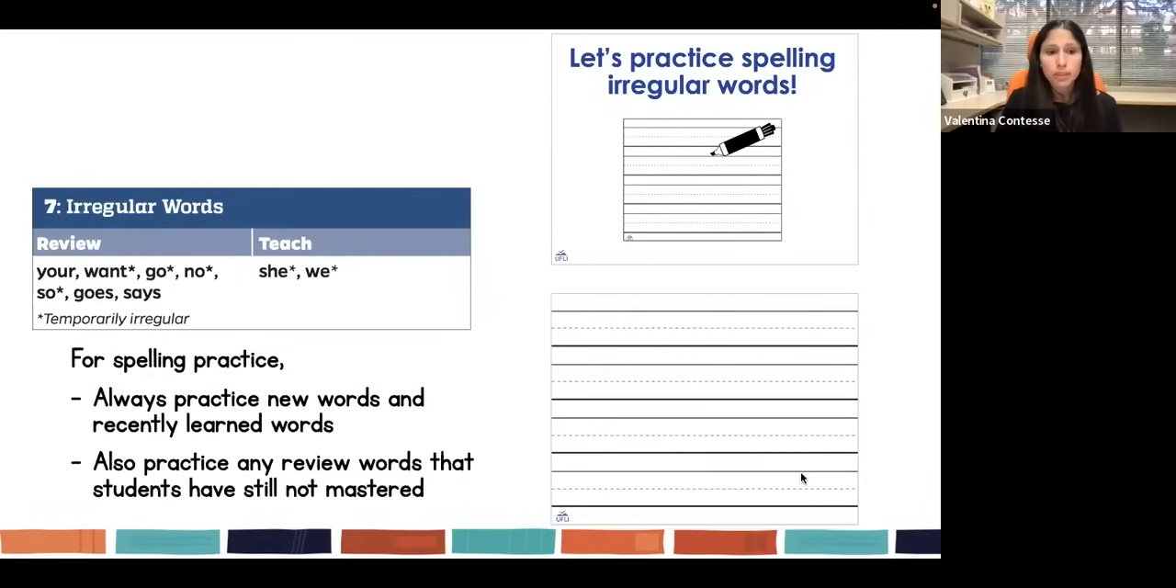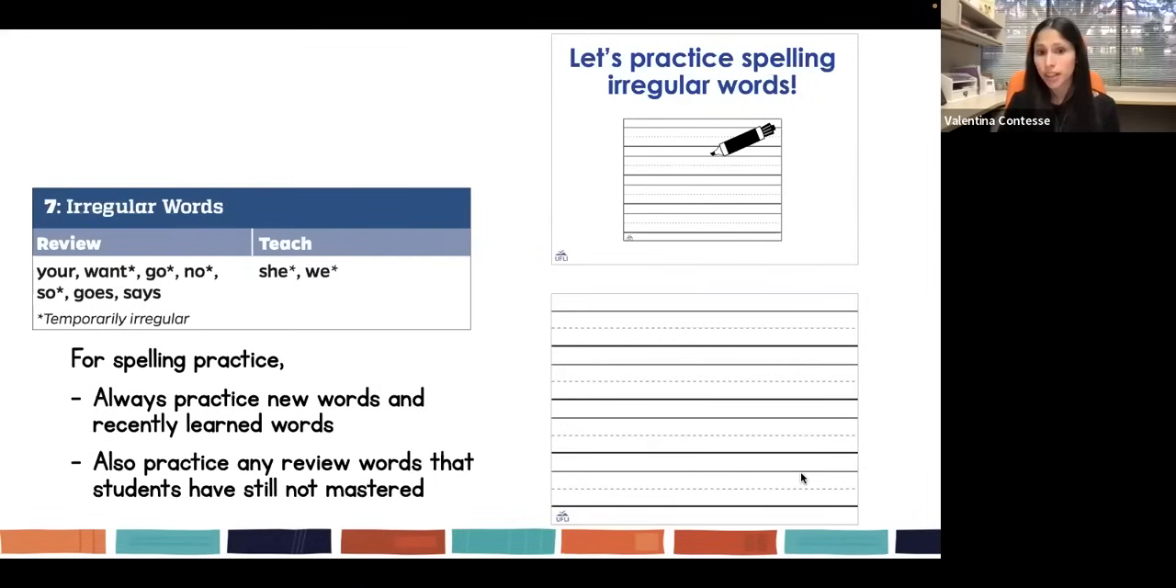For spelling, it's really important, of course, that we always practice spelling the new words that we taught. So in this lesson, those words would be "she" and "we," and recently learned words. So words that have been taught in the last lesson and the lesson before that, because it's very likely that students will continue to need practice with it. You also want to practice spelling any of those review words that you know that your students haven't mastered yet.